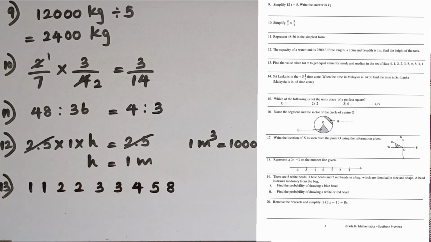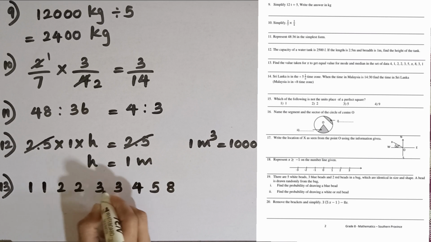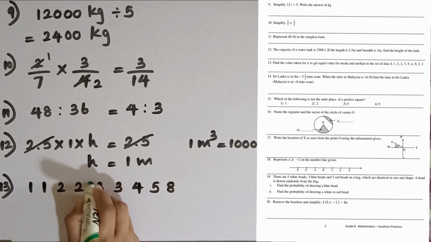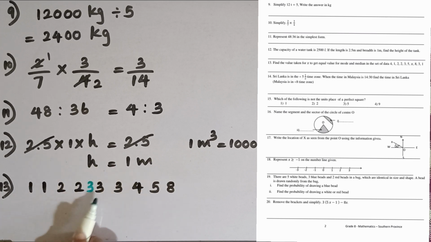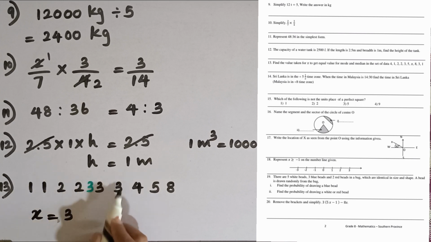Then if I get x equals 3, then I can arrange the data set like this. We can write it in the middle of the data set. So it becomes the median. So the value of x equal to 3 here. Then it's also the mode of the data set, as it is the most occurring value.